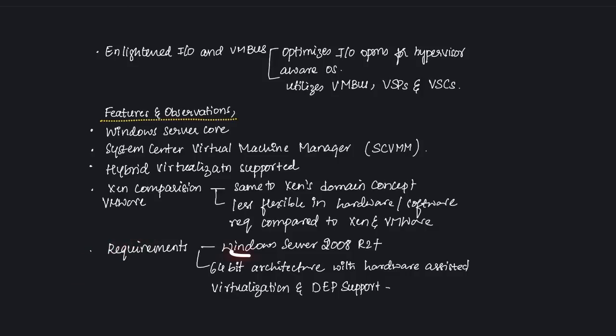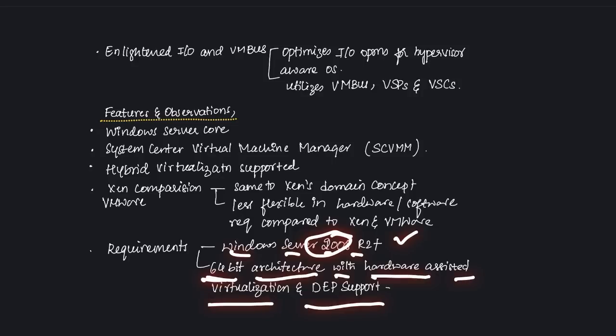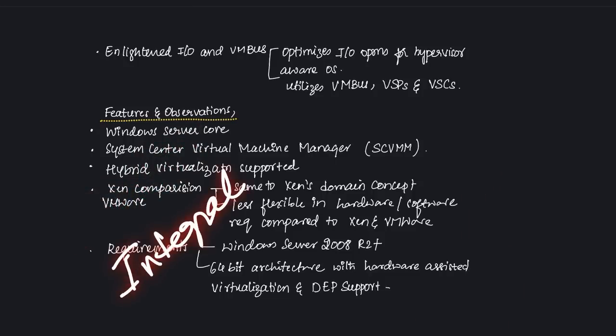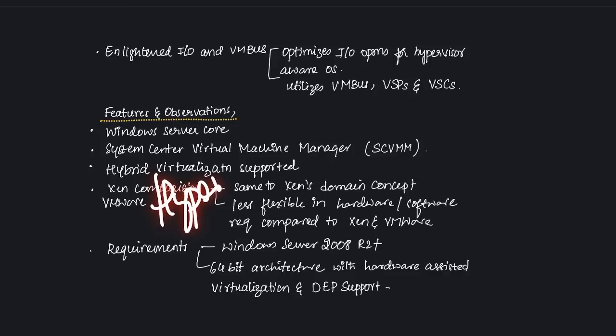Requirements are, it will require Windows Server 2008 R2, and it should have 64-bit architecture with hardware assisted virtualization and DEP support. From these we can say that the advantages are, it will provide flexibility to support multiple hardware or multiple operating systems, and it will be easy to integrate with existing Windows Server environments. But the disadvantages are, it is limited to 64-bit architecture and it requires modern Windows Server platforms. So we can say that Hyper-V provides a robust virtualization platform. It has better flexibility, and it plays a very important role in Microsoft's cloud virtualization strategy.